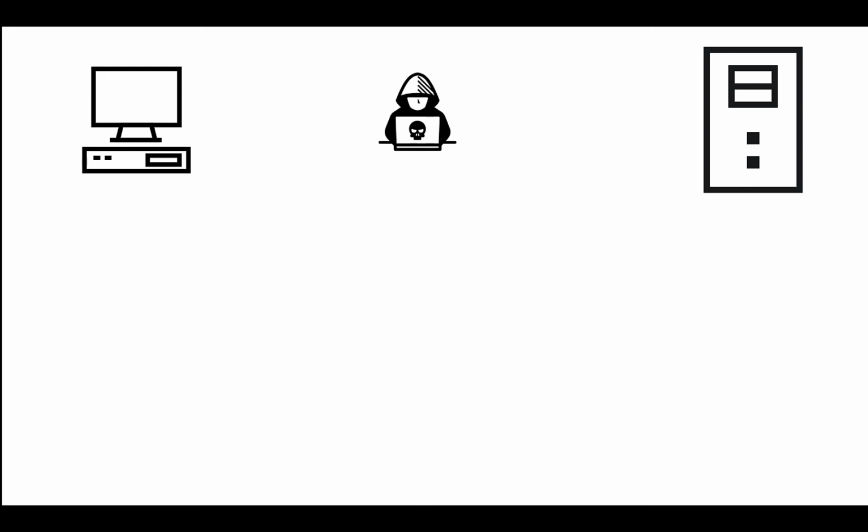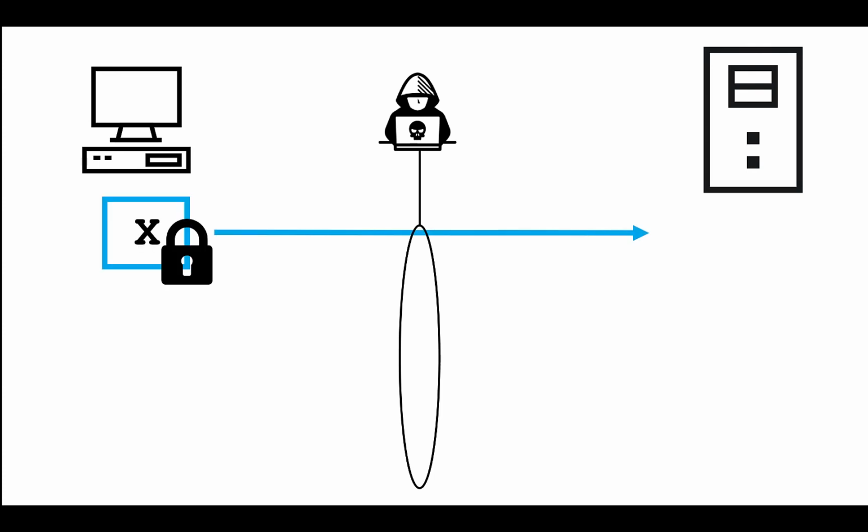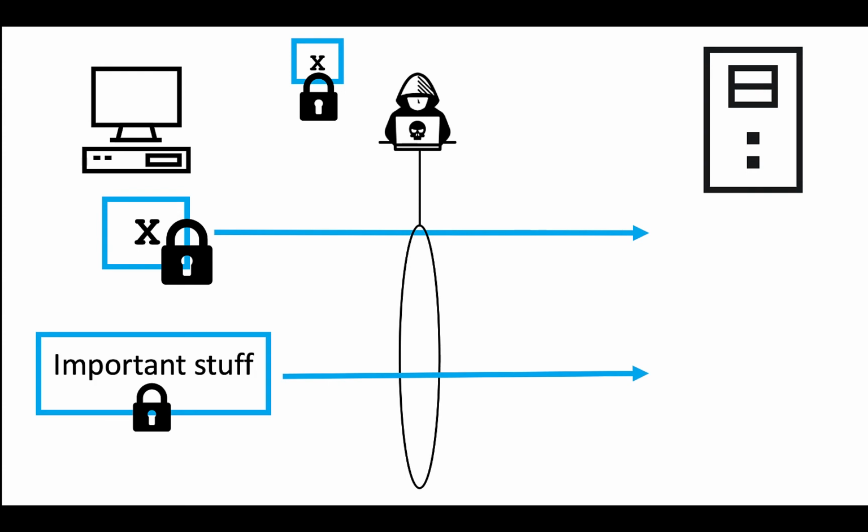But what happens if an attacker gets in the middle here? Well, things are initially fine. Although the attacker can listen in when the client sends X to the server, that value is encrypted. And if the attacker sees the sensitive data that the client sent to the server, that's encrypted too. But what about in the future?